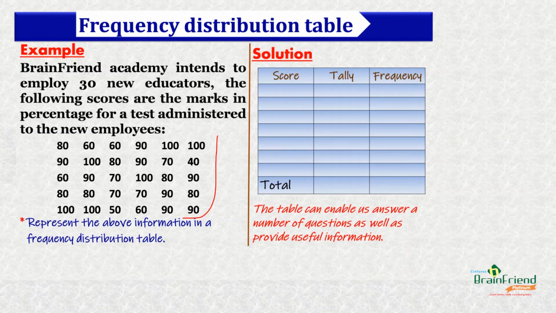Now, we must look at the data to find out what our lowest score and our highest score are. From observation, our lowest score is 40 and the highest score is 100. So we can go ahead to make an array of the scores. We have 40, we have 50 represented, so the next is 50. We also have a 60, so we have 60. We also have 70, 80, 90, and 100.